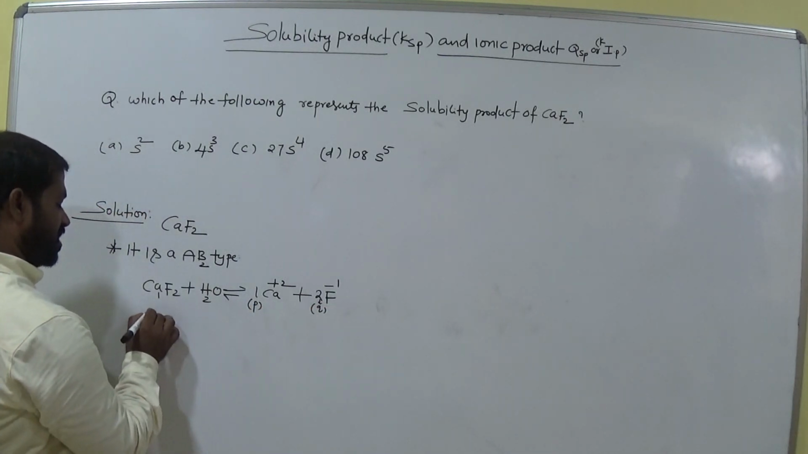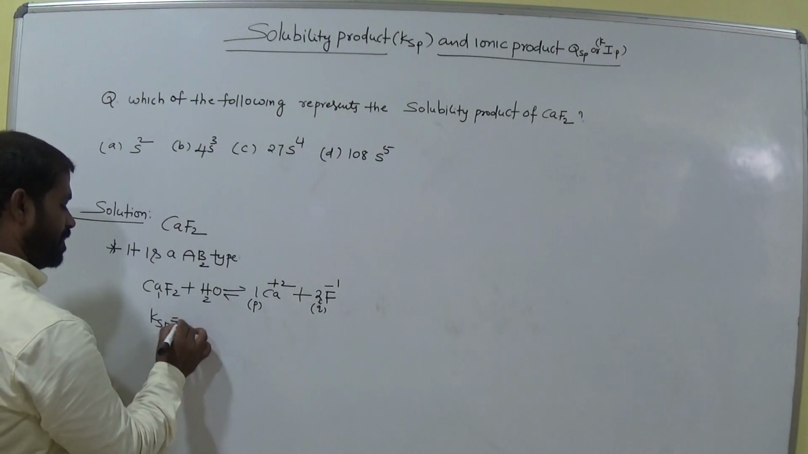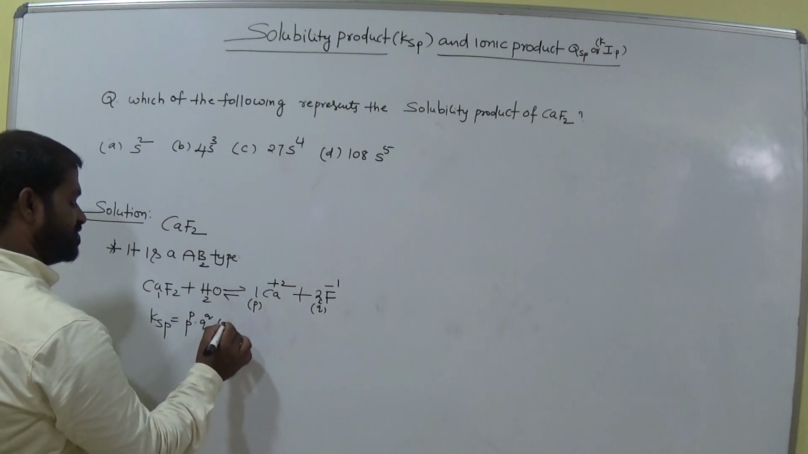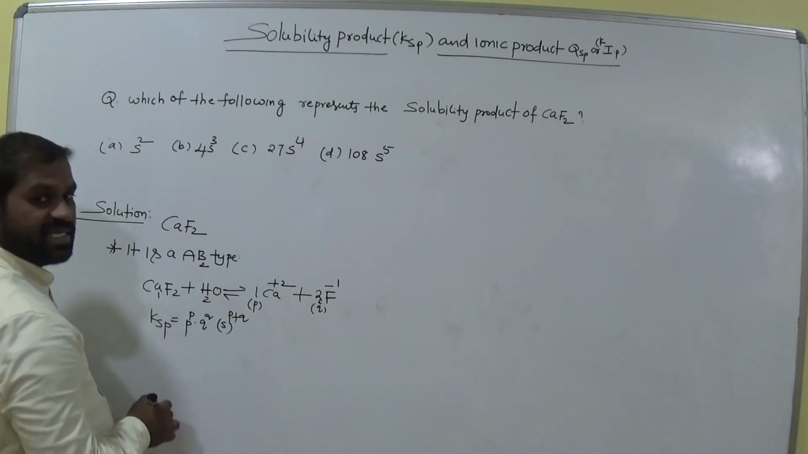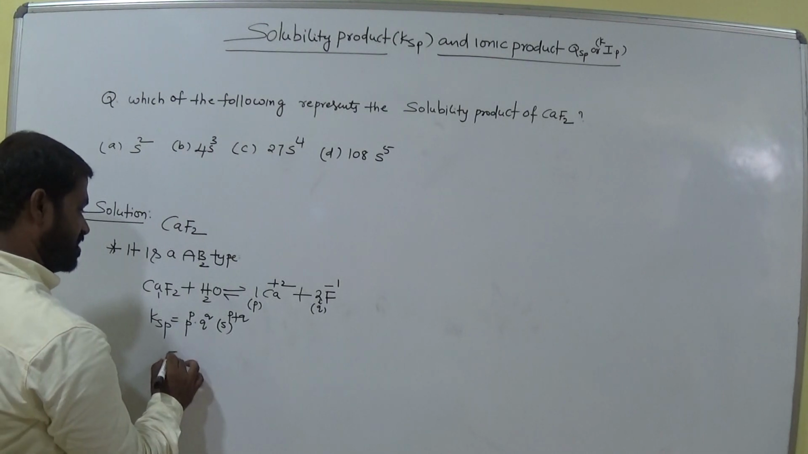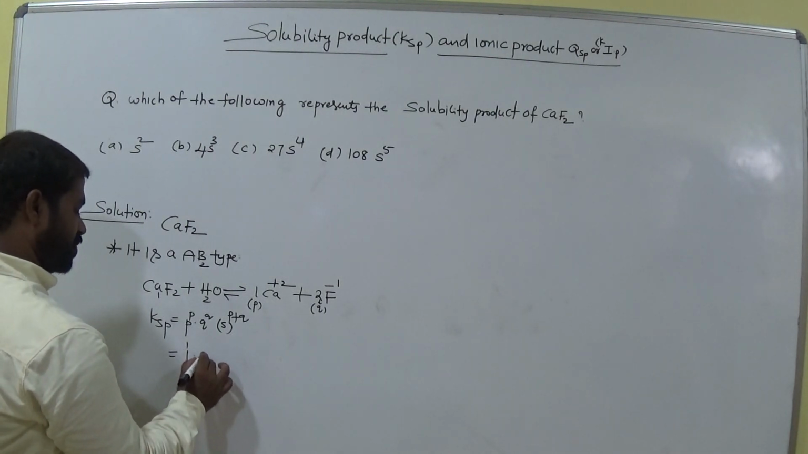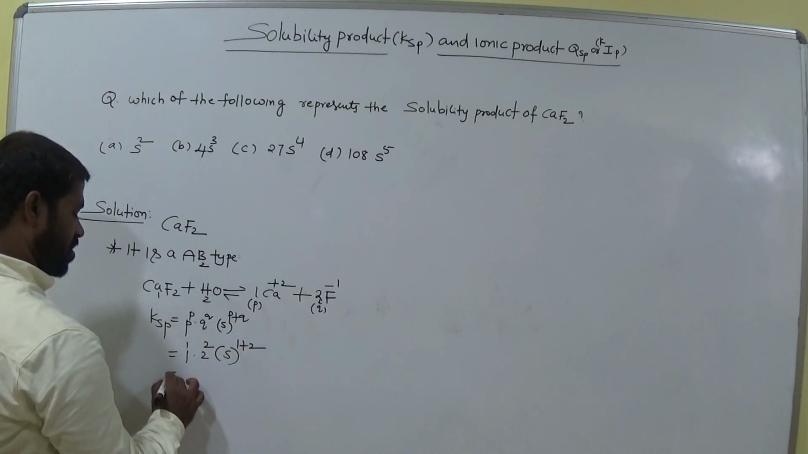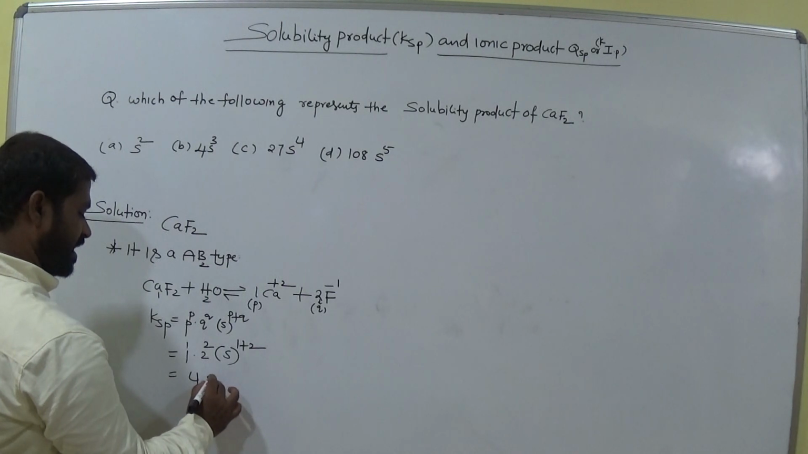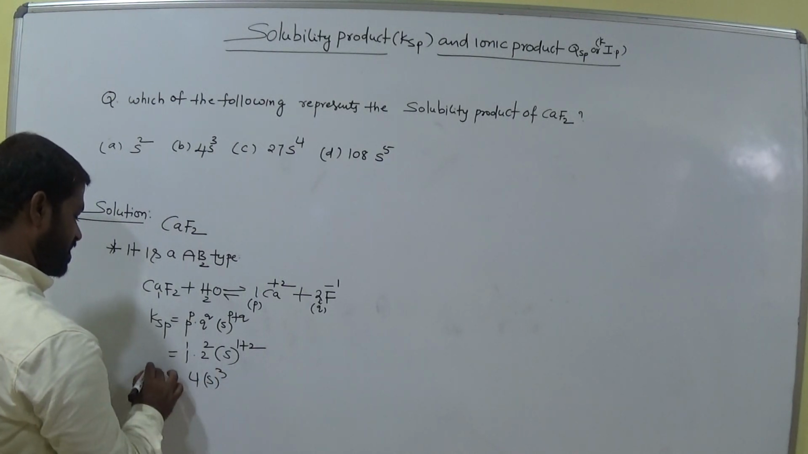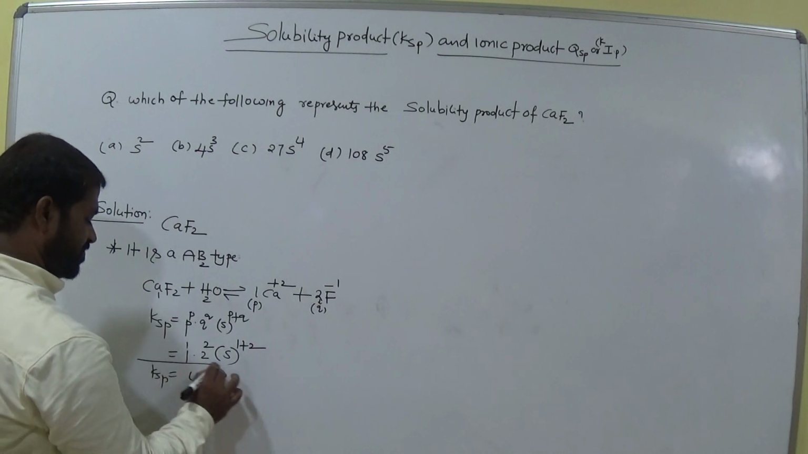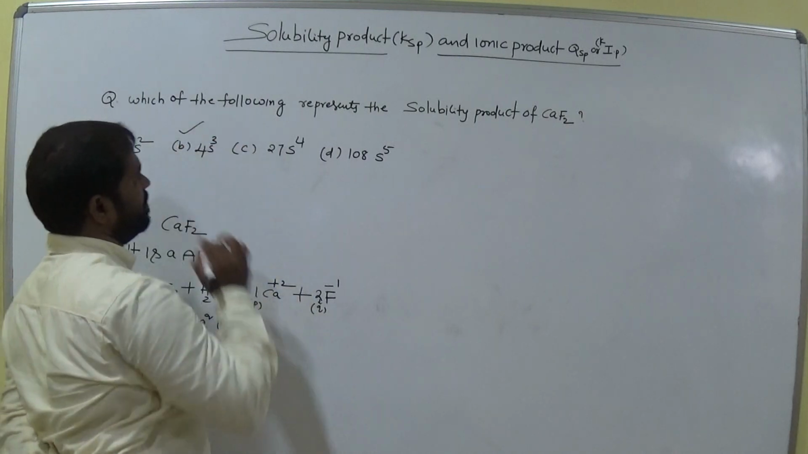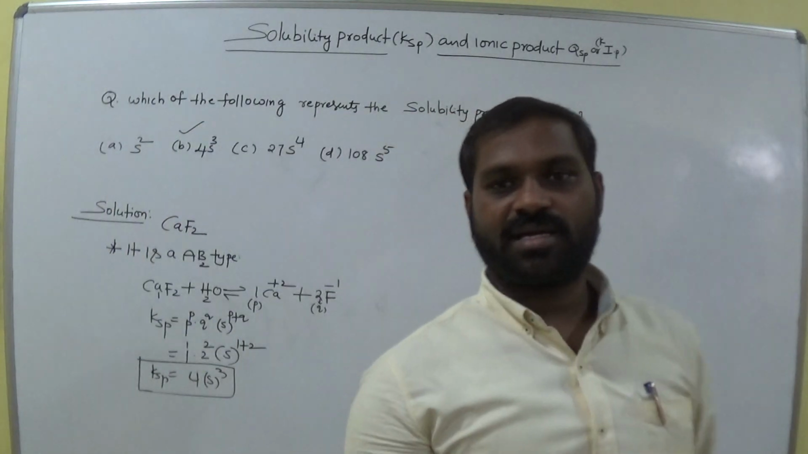Now the solubility product is equal to P power P, Q power Q, S power P plus Q. Next, 1 power 1 into 2 power 2, S whole power 1 plus 2. Now how much is it? 4S whole cube. That is the answer. Which one is the correct one? 4S cube is the answer. Clear, all of you?